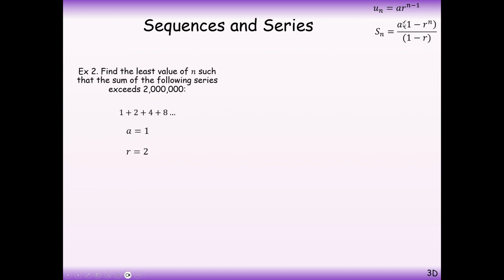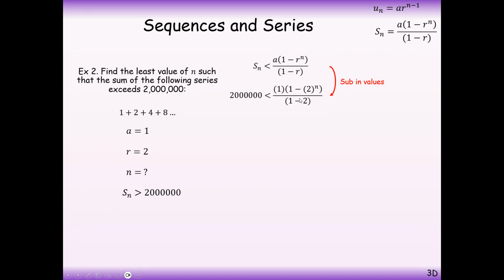So we're going to write our formula and indicate that the formula will have to be bigger than 2 million. That is, the crocodile mouth will rather eat the formula than 2 million. So we write it like so. We substitute the value of 1 and 2 where a and r are. In the denominator you notice 1 minus 2 is a negative 1. So the next step in this inequality is multiplying both sides by negative 1.